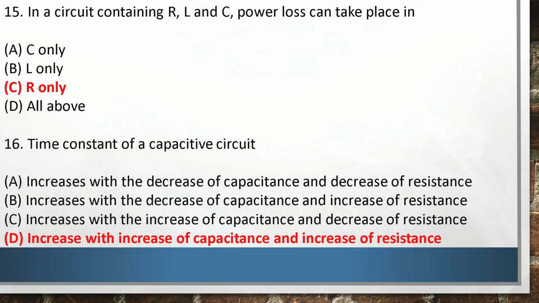16th, time constant of a capacitive circuit. Options are A, increase with decrease of capacitance and decrease of resistance, B, increase with decrease of capacitance and increase of resistance, C, increase with increase of capacitance and decrease of resistance, D, increase with increase of capacitance and increase of resistance. And the answer is D, increase with increase of capacitance and increase of resistance.